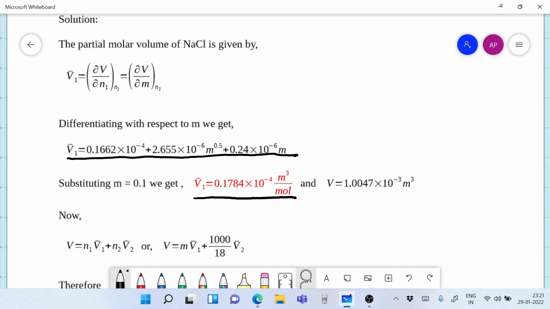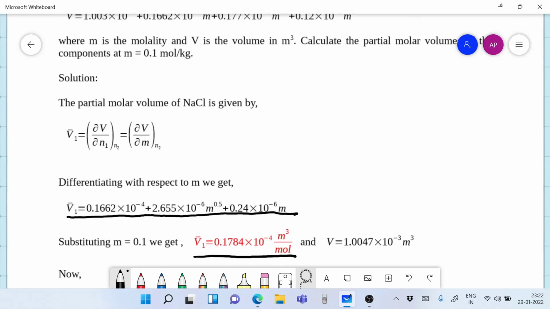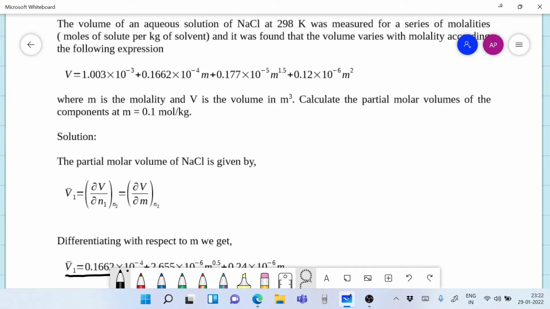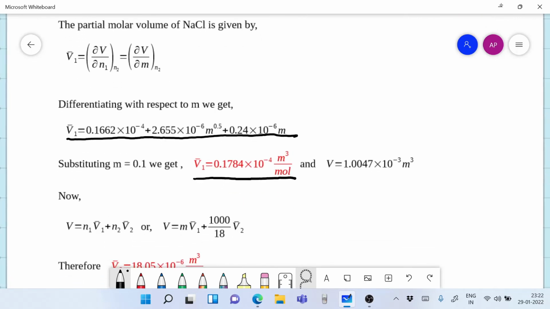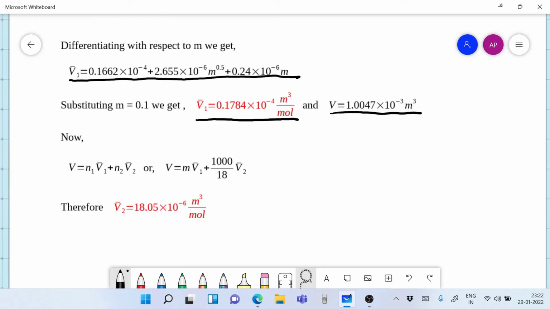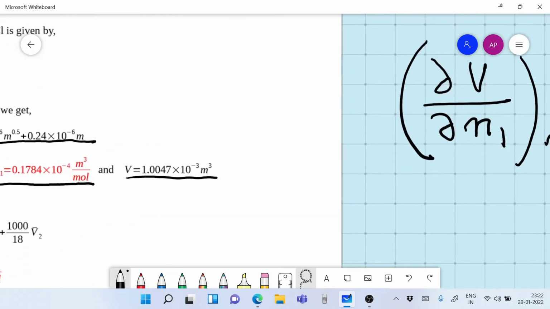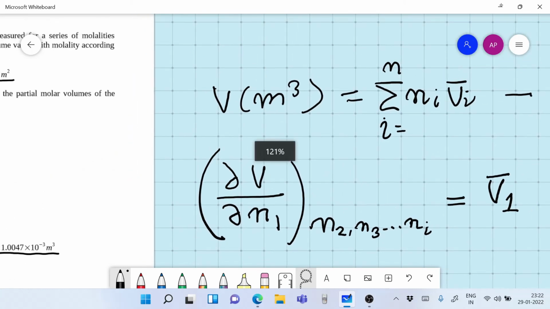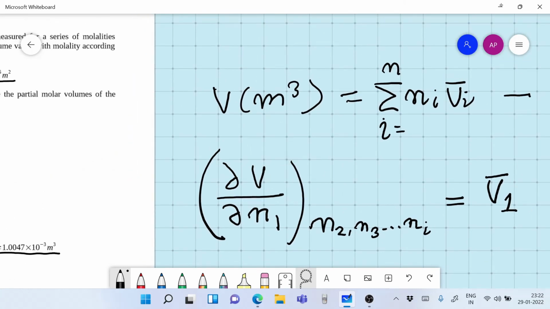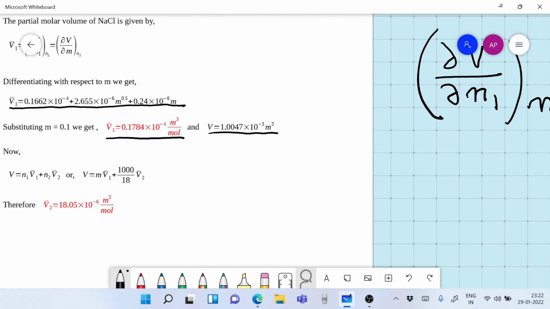And if we put 0.1 in this expression, we get V. Now we know that V is equal to N1 V1 plus N2 V2. I had just explained this concept: V is equal to the summation of Ni Vi.